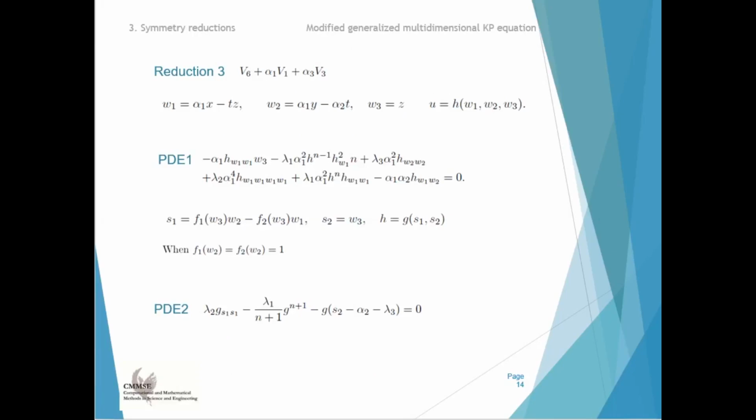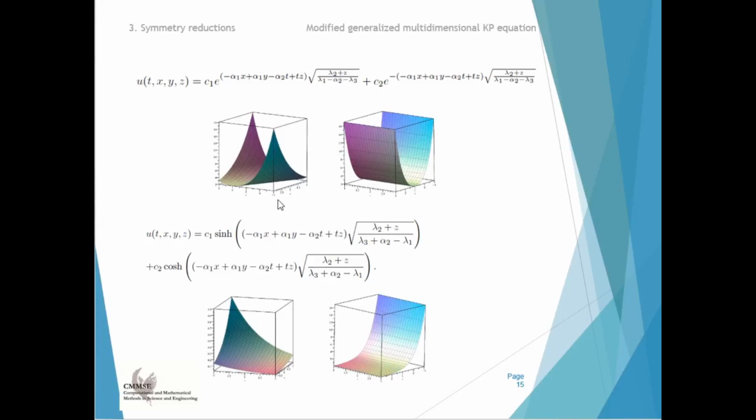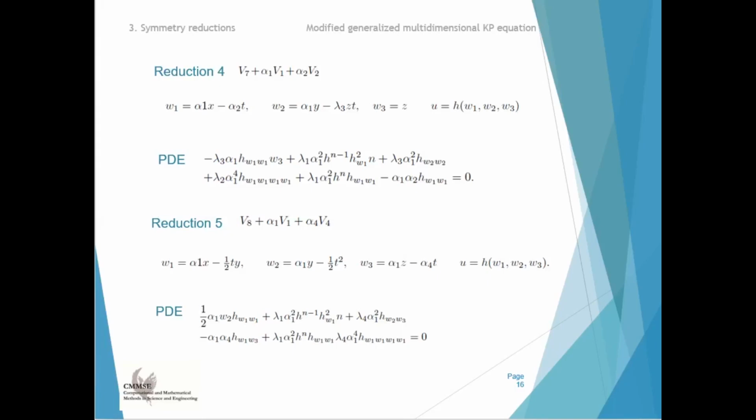This is the solution with the following graphic for different values of the parameters. By using this generator, we obtain the PDE1 with the first invariant group and then the PDE2 with the second invariant group. These are the solutions for different values of the parameters. Finally, in reduction 4 and reduction 5, we obtain these 2+1 PDEs by using the last generators of the optimal system.